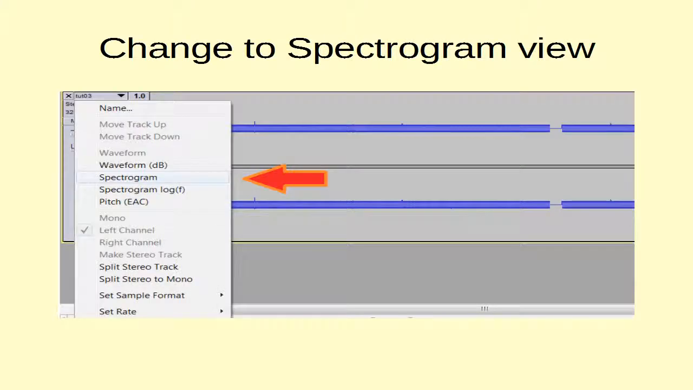The amplitude distribution of the frequencies in time for the sound created in the last tutorial can be found from the spectrogram view in Audacity. You can see that there are about 10 components.